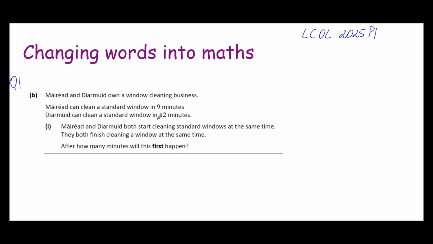Myriad and Dermont both start cleaning standard windows at the same time. We understand there are windows and they start cleaning. They both finish cleaning a window at the same time. So they are cleaning, and there is a point where they both finish cleaning a window. After how many minutes will this first happen?